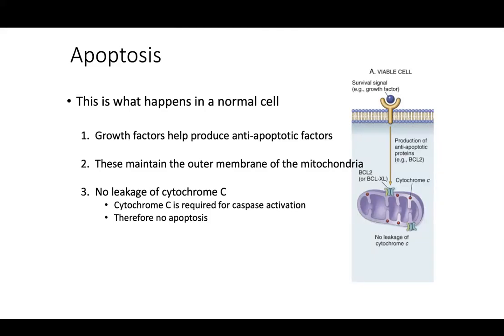By producing these anti-apoptotic proteins, you stabilize the outer membrane of the mitochondria, and it keeps all of this cytochrome C inside, and none of it leaks out. None of it actually goes off into the cytoplasm. There's no leakage of cytochrome C, and because there's no cytochrome C, you can't activate the apoptosis pathway. So apoptosis, to be activated, must have cytochrome C leave the mitochondria. This is what's going to happen in apoptosis.